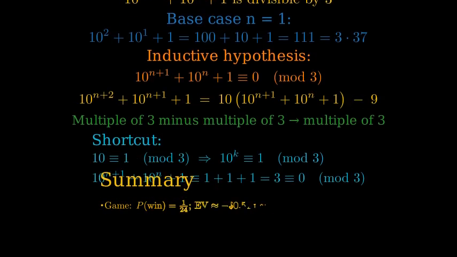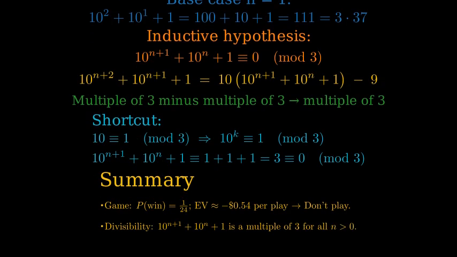Done. Summary. The card game has probability of winning 1 out of 24, and a negative expected value of about negative $0.54 per play, regardless of deck size, at least 4. And the divisibility fact holds for all positive n.